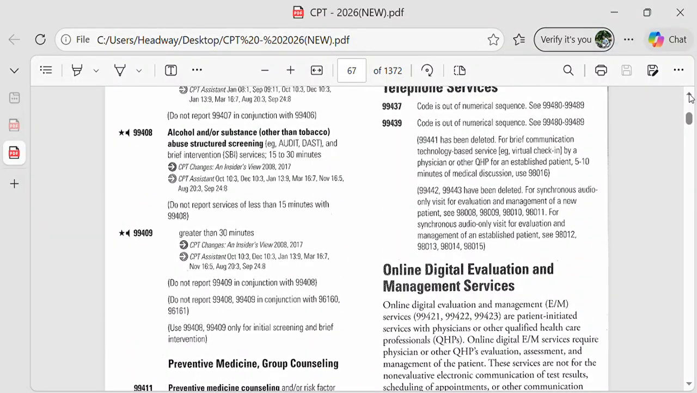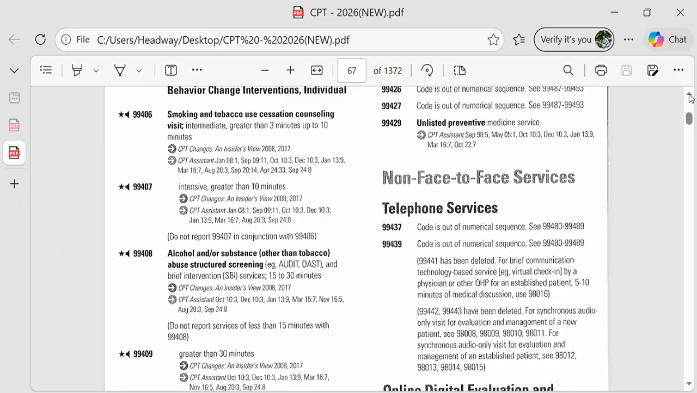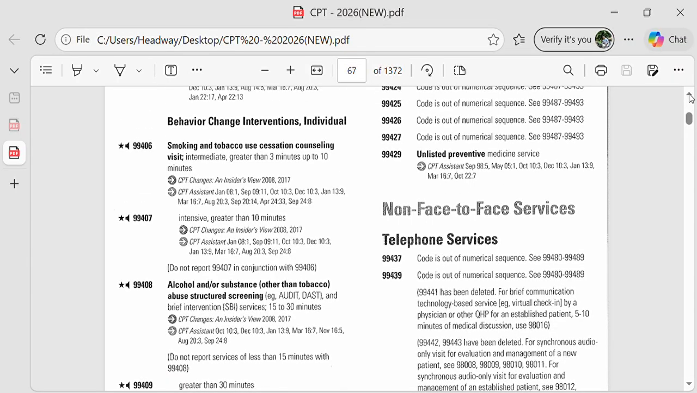So in this 99406 code, what it is indicating is tobacco counseling.